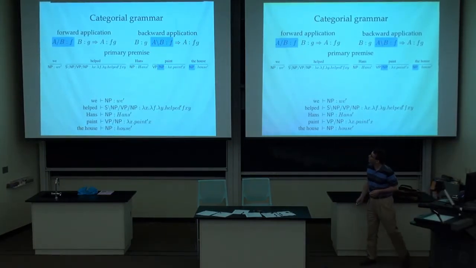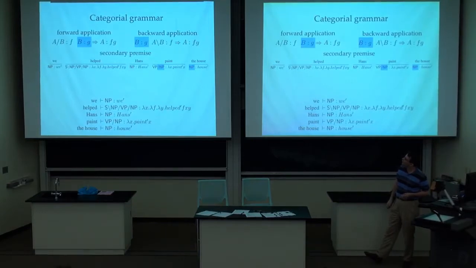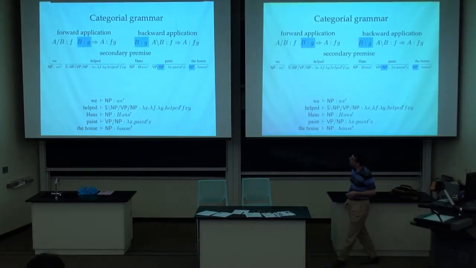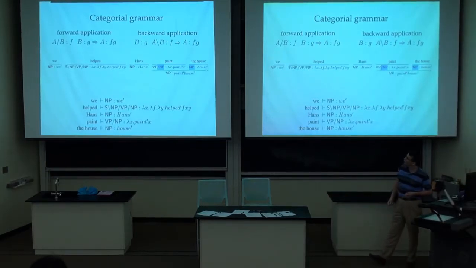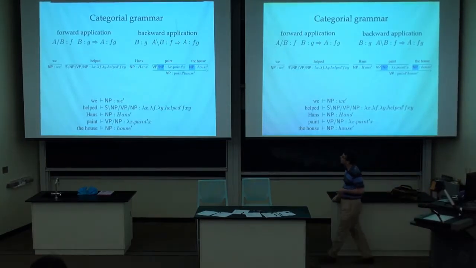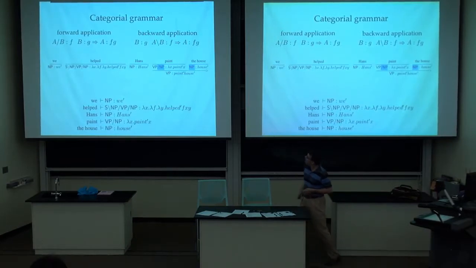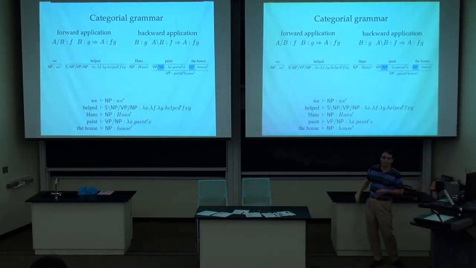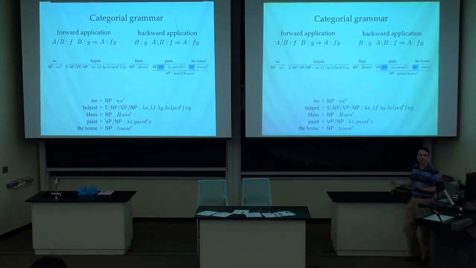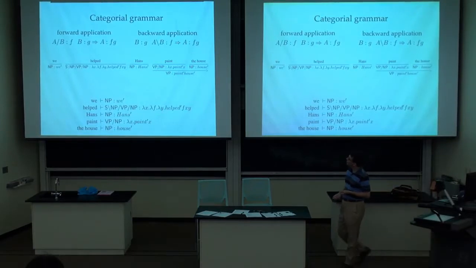That's going to be the primary premise. The NP is going to be the secondary premise. So the primary premise is basically going to absorb the secondary premise and give us some conclusion. So here we infer that a VP spans that part of the sentence with that semantics. I'm just generating the semantics as I go bottom up. So we can do something similar over here.